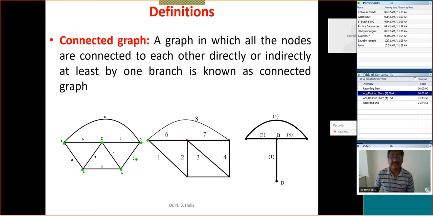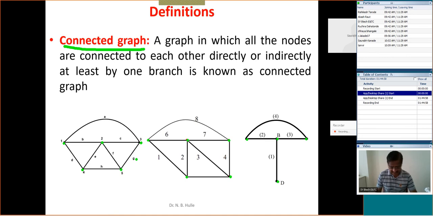In this case, this is also a connected graph. This is the first point, second point, third point, that is node A, B, C, D and E. In this case, all the nodes are connected to each other directly or indirectly. In this case also, this is one node, second node, third node, fourth node, and all the nodes are connected to each other directly or indirectly. That's why all these figures are figures of a connected graph.